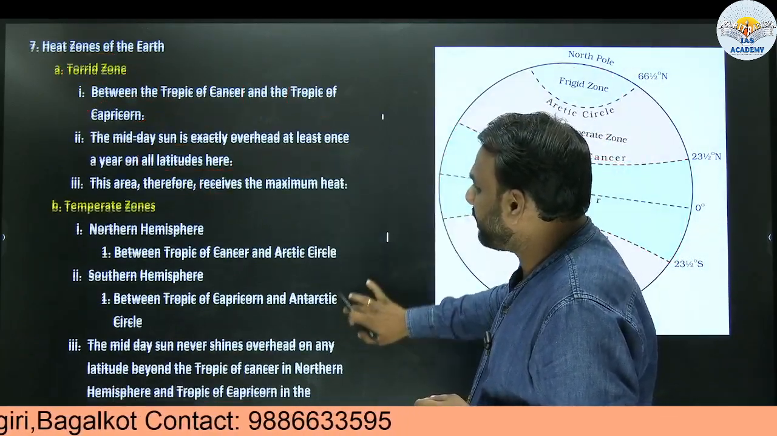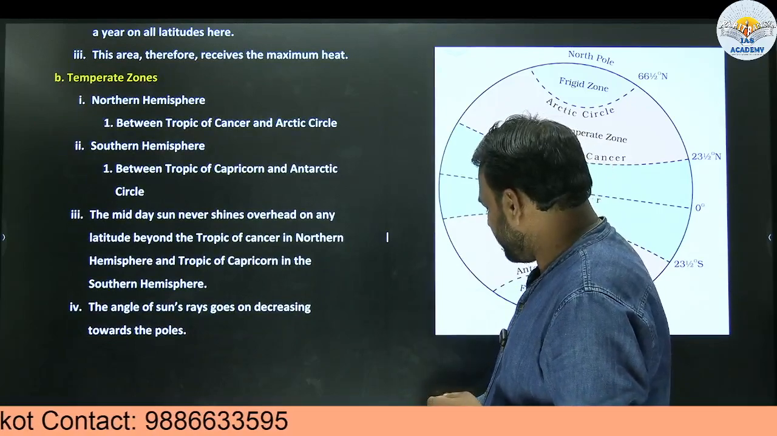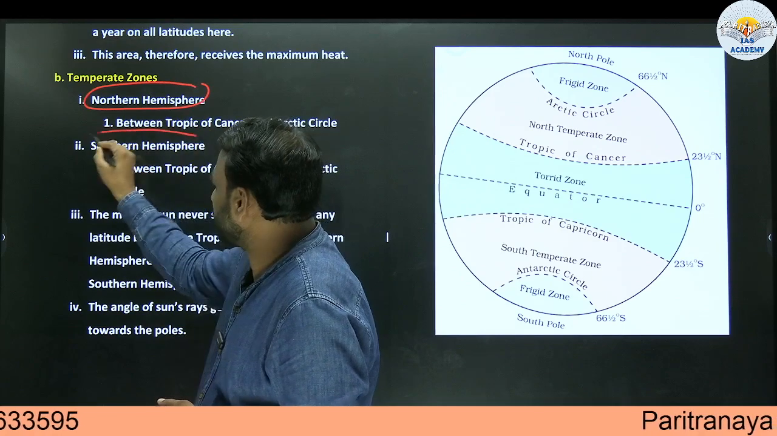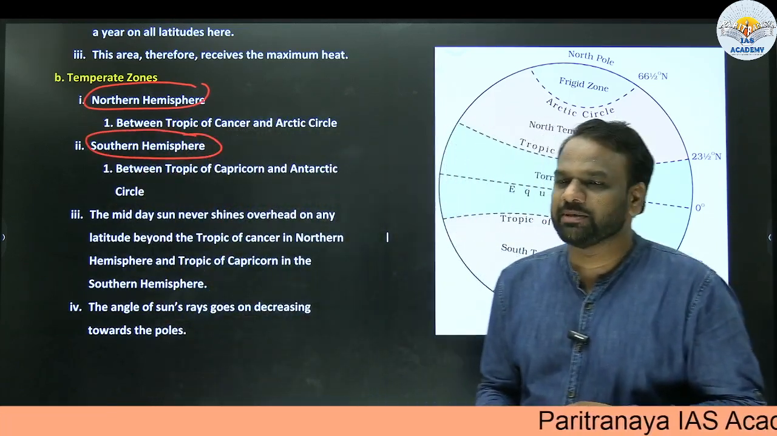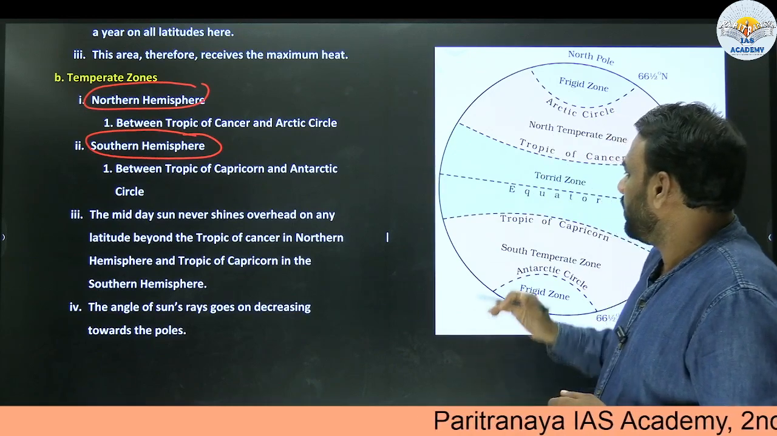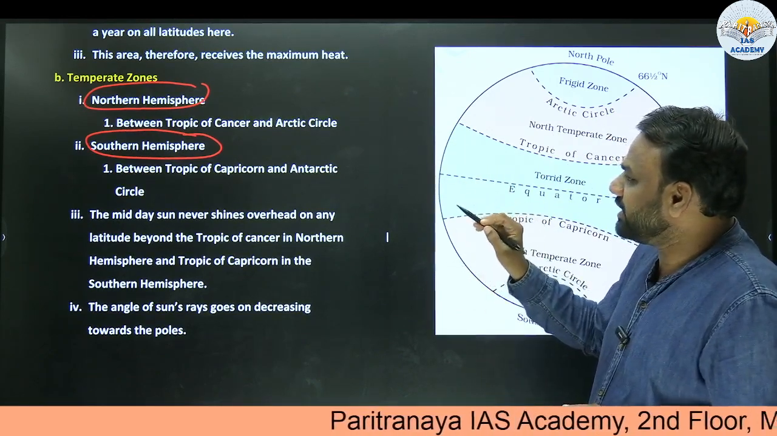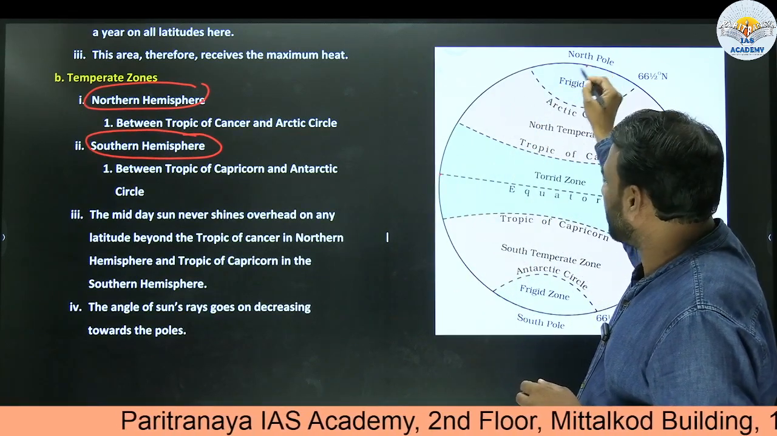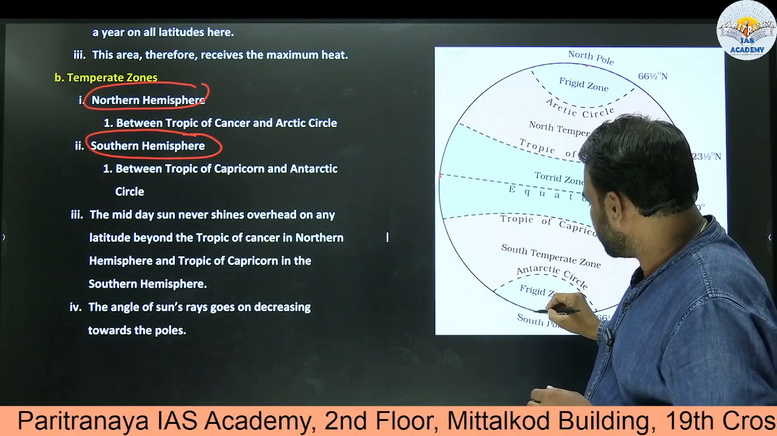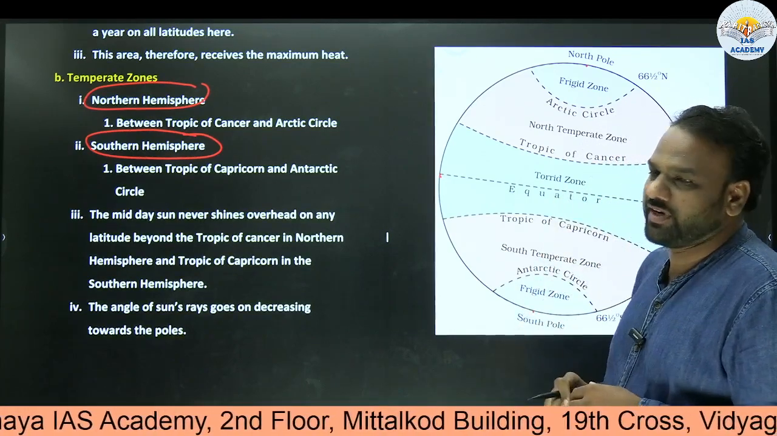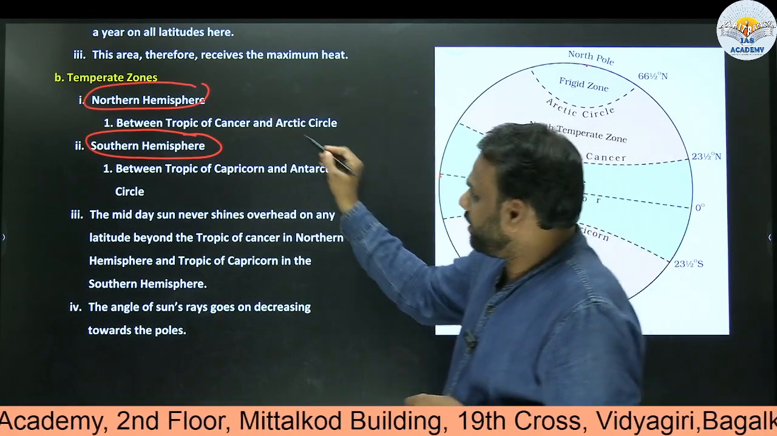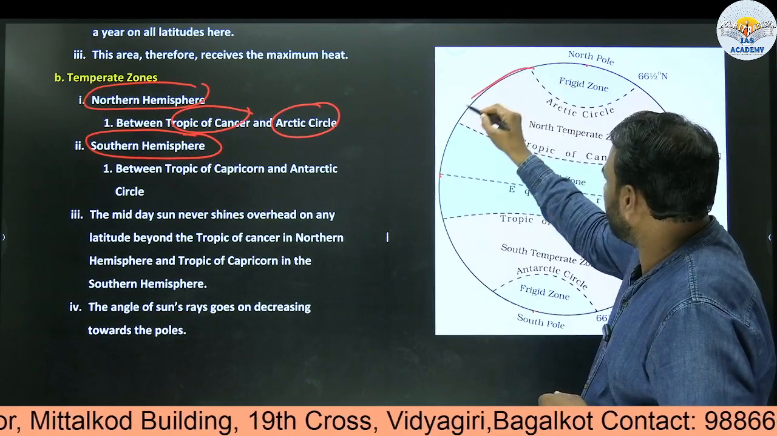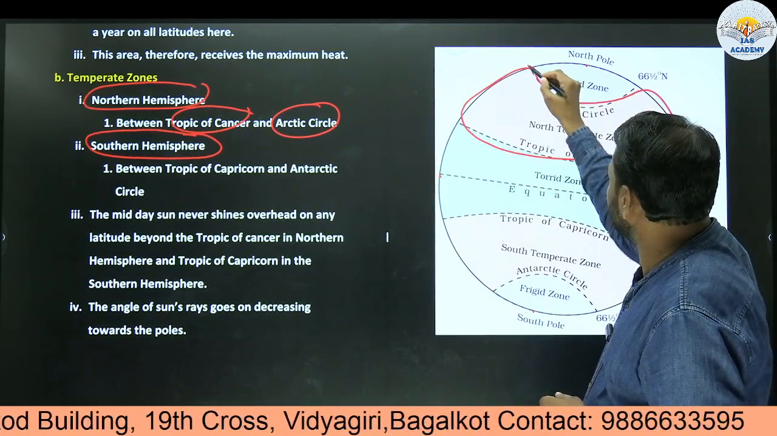Next we have temperate zones. When it comes to temperate zones, in the northern hemisphere we have a temperate zone, and in the southern hemisphere also we have a temperate zone. In both hemispheres we have a temperate zone. First we need to understand what the northern hemisphere is. From the equator towards the North Pole, this is the northern hemisphere. From the equator towards the South Pole, this is the southern hemisphere. So between the Tropic of Cancer and the Arctic Circle in the northern hemisphere, this area is called the temperate zone.